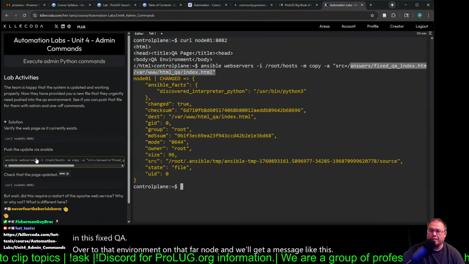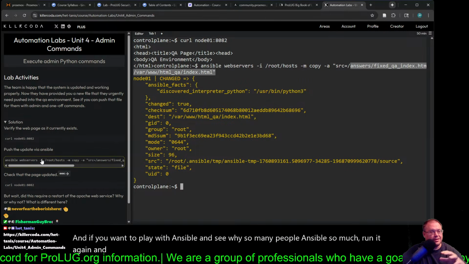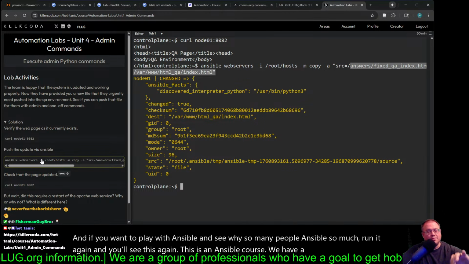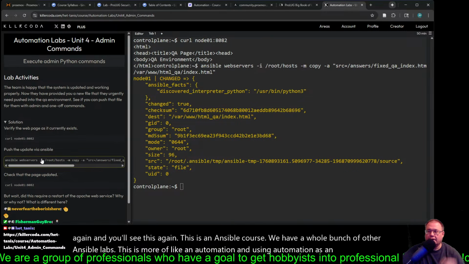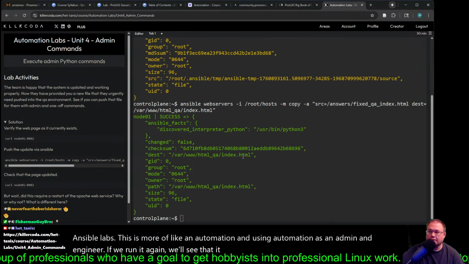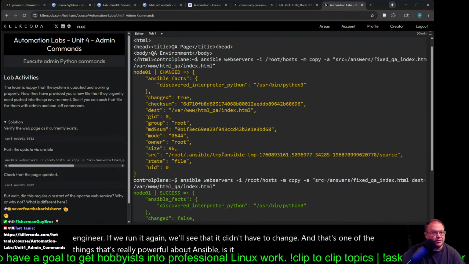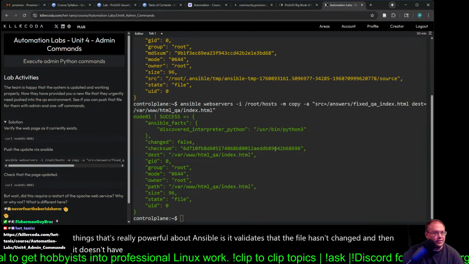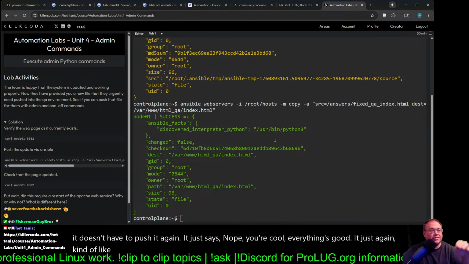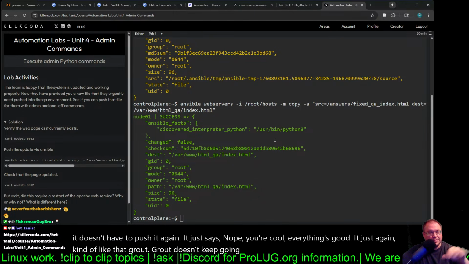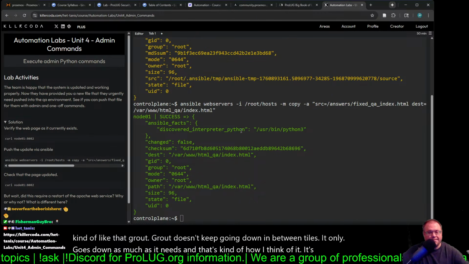And if you want to play with Ansible and see why so many people like Ansible so much, run it again. And you'll see this again. This isn't an Ansible course. We have a whole bunch of other Ansible labs. This is more of an automation and using automation as an admin and an engineer. If we run it again, we'll see that it didn't have to change. And that's one of the things that's really powerful about Ansible: it validates that the file hasn't changed, and then it doesn't have to push it again. It just says, nope, you're cool. Everything's good. Again, kind of like that grout. Grout doesn't keep going down in between tiles. It only goes down as much as it needs. And that's kind of how I think of it. It's almost like it fills in, right?